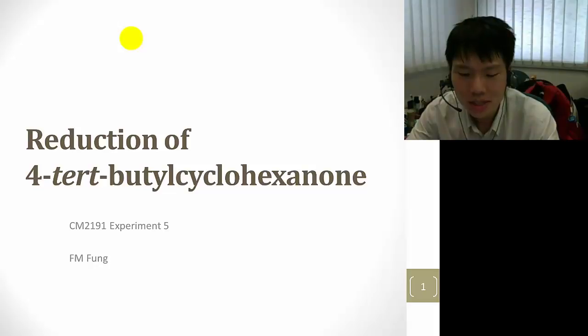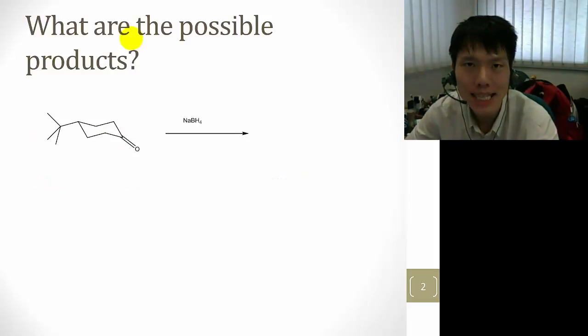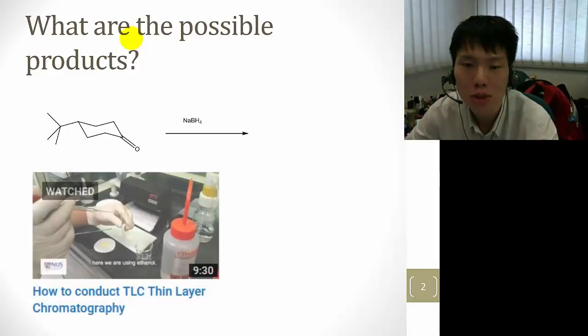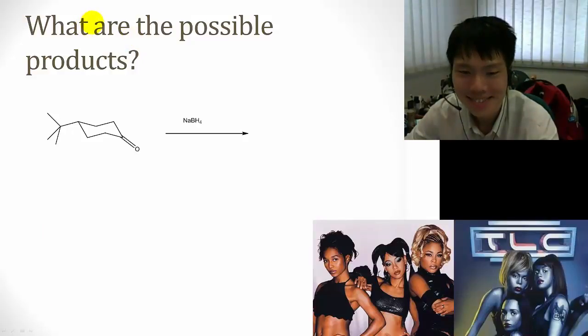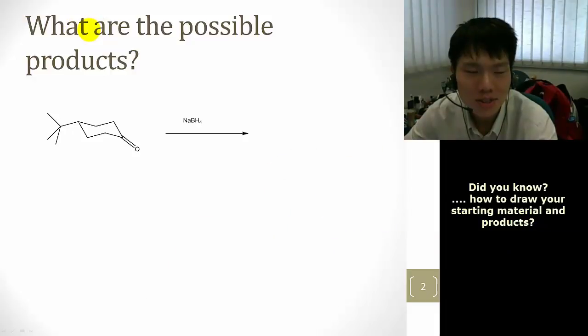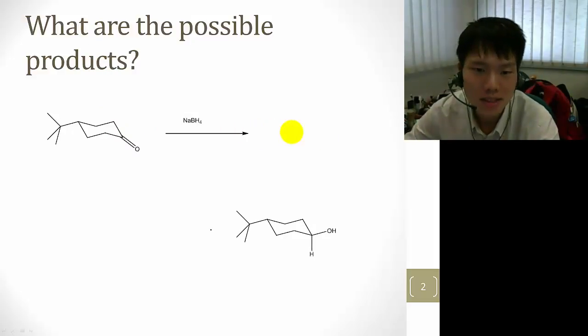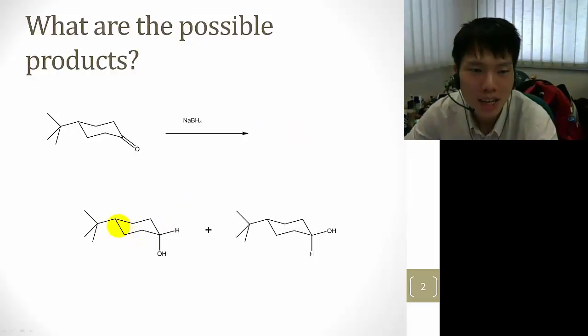Now, in this experiment, we will explore the reduction of a ketone using sodium borohydride, which is a mild reducing agent, and then we will use TLC, thin layer chromatography, to monitor the progress of the reaction. Recall TLC? How do you monitor the reaction? Now, this is your starting material, your 4-tertiary butyl cyclohexanone. What are the possible products from this reaction? These two, and they are diastereoisomers.